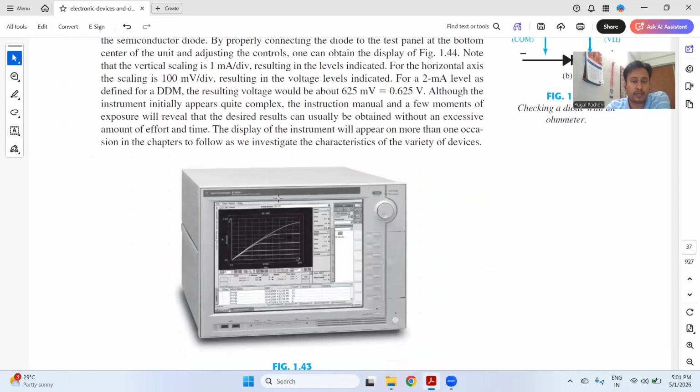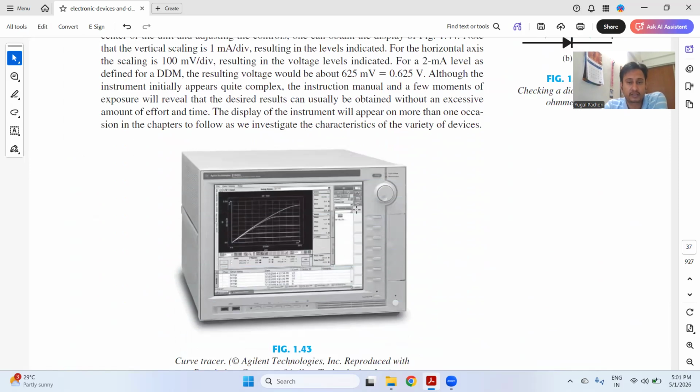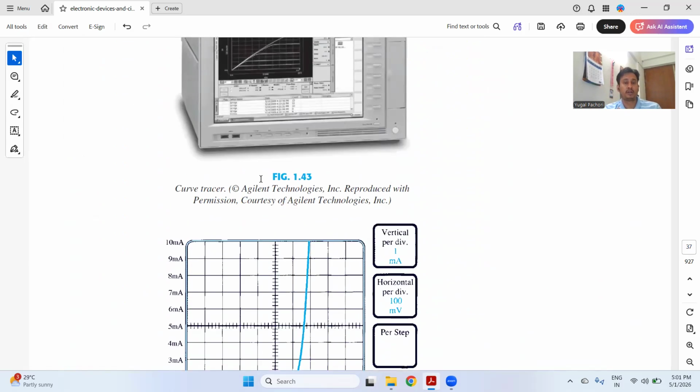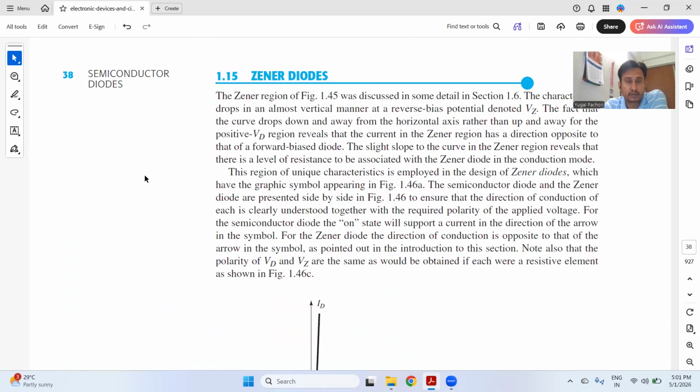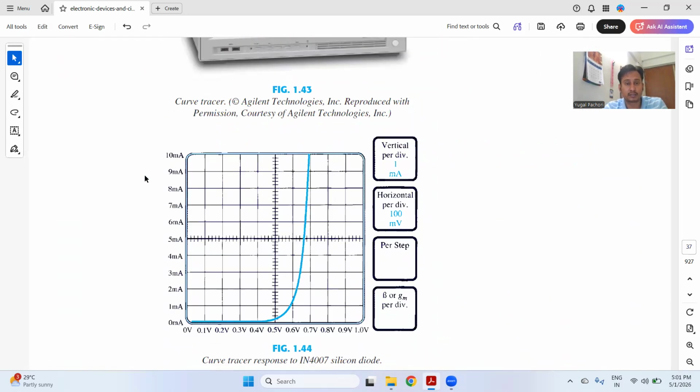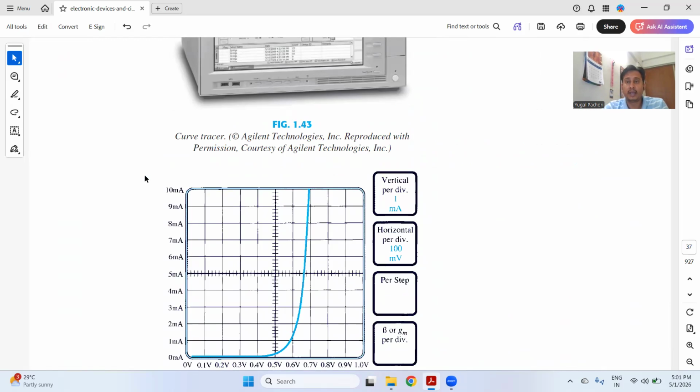Now, there are other instruments like the curve tracer to test the diode and to draw the characteristics of the diode. This is known as the curve tracer. So if you want to generate the characteristics of the diode, simply use a curve tracer from Agilent Technologies. With that, you can trace the characteristics of the diode. Other topics we will discuss in our next videos. So let me stop here.